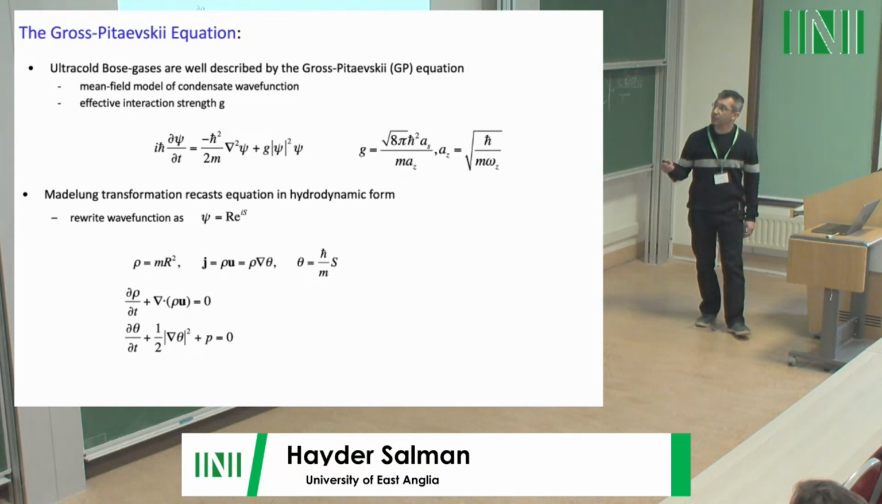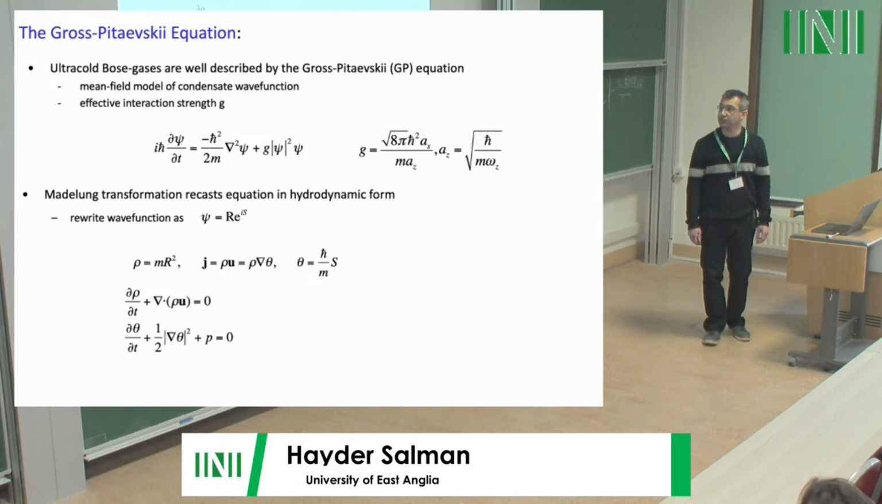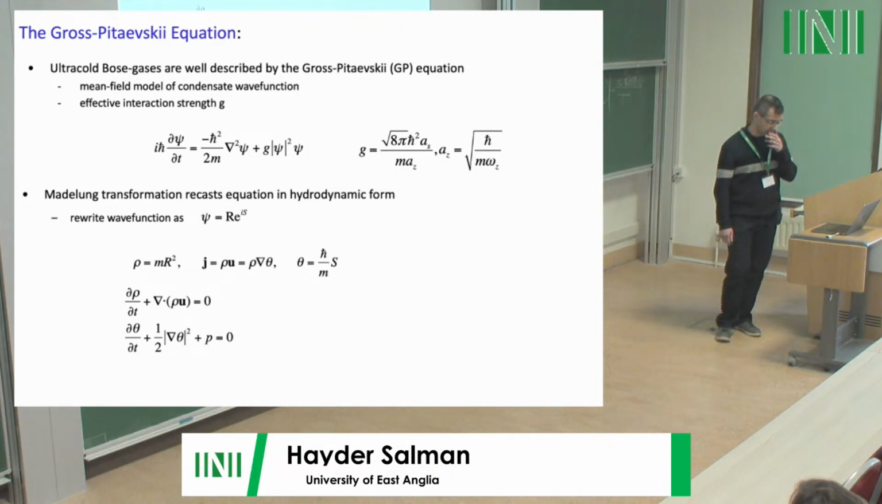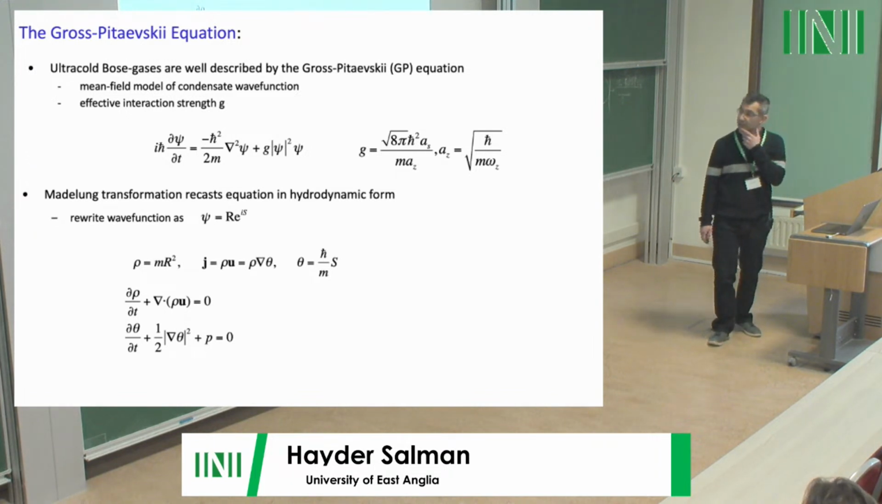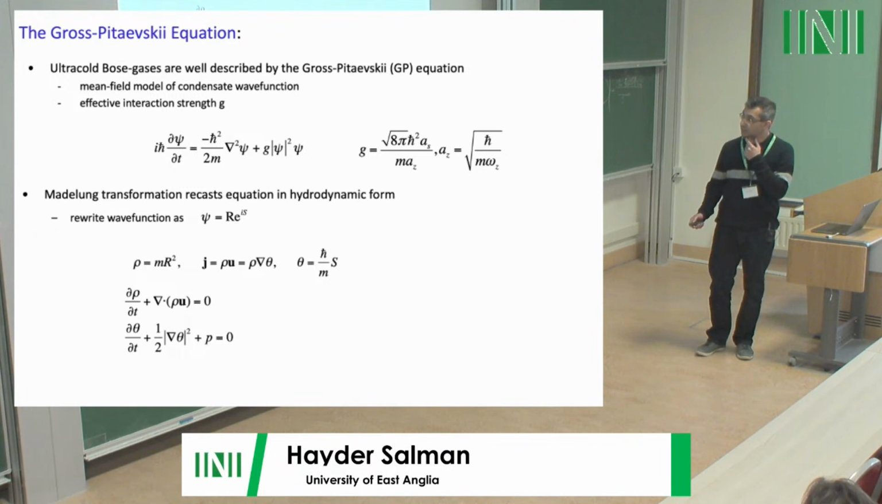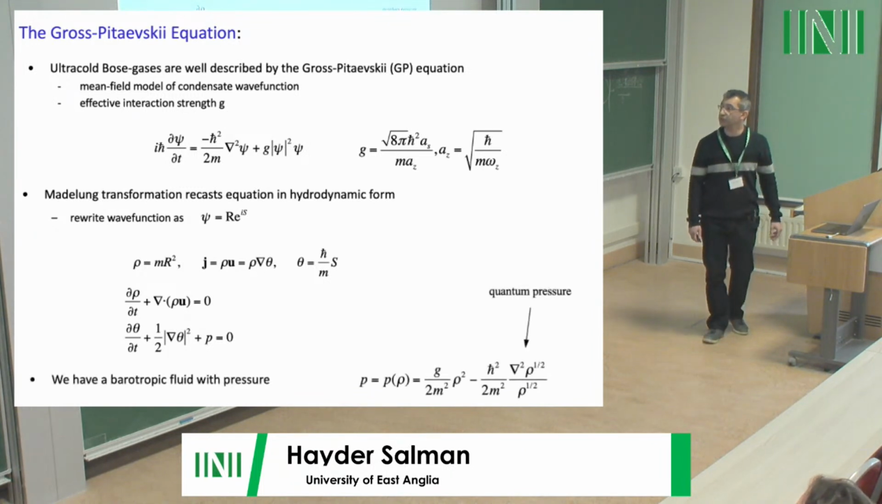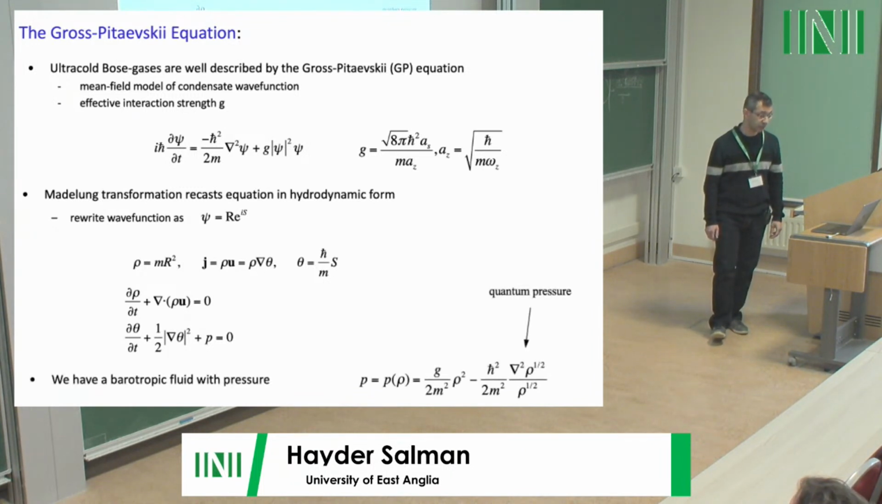And so this complex equation can be mapped into two real equations: the continuity equation for a compressible fluid and an unsteady Bernoulli equation, where the pressure dependence is such that it depends only on the density. So what you have essentially is a barotropic fluid.